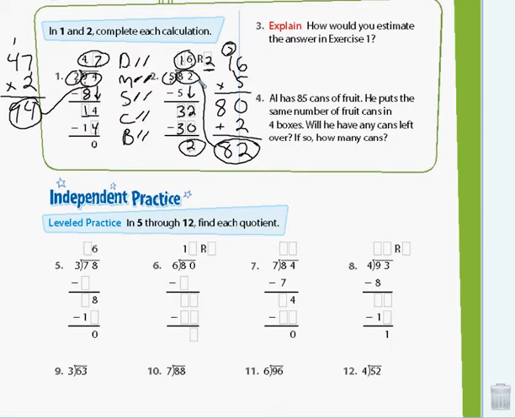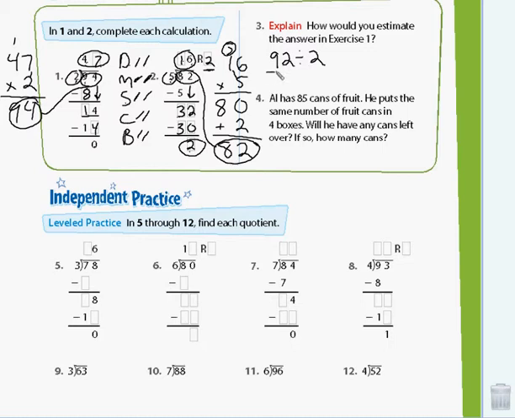Okay, number 3. It says, how would you estimate the answer in exercise 1? On problem number 1 right here, we're going to estimate it the same way we would have on some of our previous lessons. We'll do 92 divided by 2.